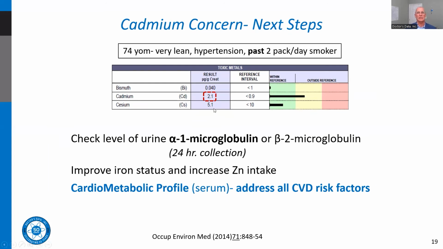We can see that the first morning void cadmium level was 2.1, 95th percentile would be 0.9. So what do we do in this situation? We're very concerned about the kidneys. Check the 24-hour urine level of the protein alpha-1 microglobulin or beta-2 microglobulin. You have to use a 24-hour collection. You can't base it per creatinine because of cadmium's effects on the kidneys. Number 2, improve iron status, as I just talked about, and increase zinc intake, very antagonistic for cadmium absorption.